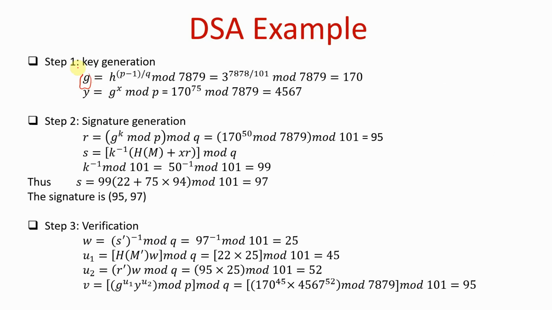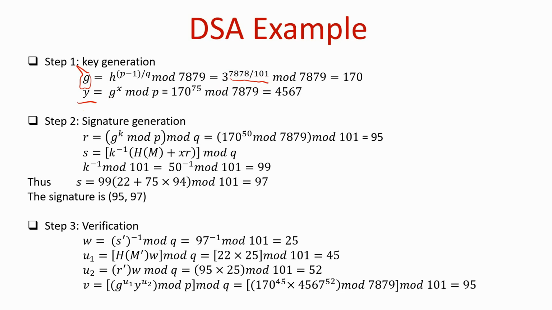Okay. So the first step is key generation. We have missing in our global parameters G. So G is equal to H to the power of (P minus 1) over Q mod P. So H given in the question is actually 3, and it is to the power of P minus 1, which is 778, over 101 mod 7879. You will see that 778 over 101 is actually an integer, and the result of this expression is 170. So this is G.